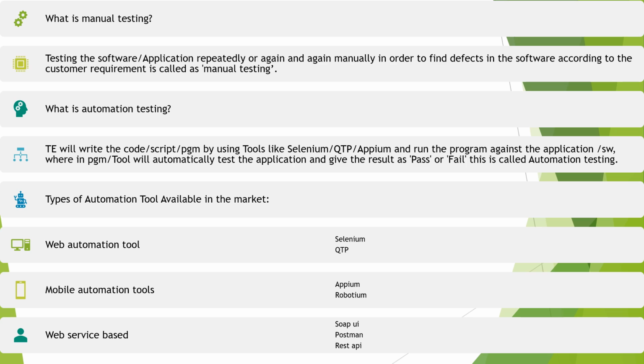Here, what are web automation, mobile automation, and web services? Web automation means the web application will be tested by Selenium or QTP. A web application is any application where we open the browser, enter the URL, and access the application. Mobile applications are the applications already installed in our mobiles or laptops. Appium and Robotium are the tools we use to do mobile automation testing. And what is web services? I think you have heard about APIs. API testing is called web services testing.